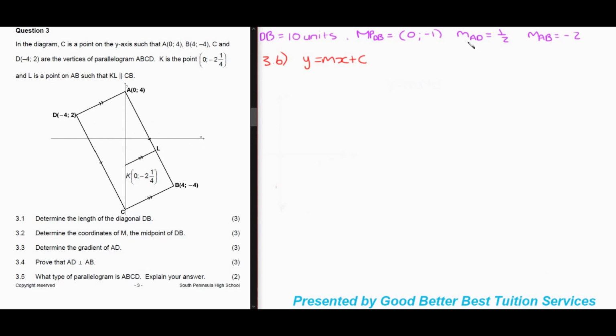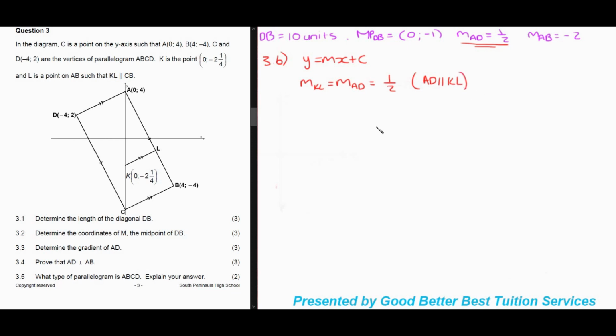So let's look at AD quickly. We found the gradient of AD, which was a half, right? So wouldn't that mean that the gradient of KL is the same? Definitely is. So we can say that m, the gradient of KL, is equal to the gradient of AD, which is equal to a half. And we can say in brackets there, or anywhere close by, that AD is parallel to KL.